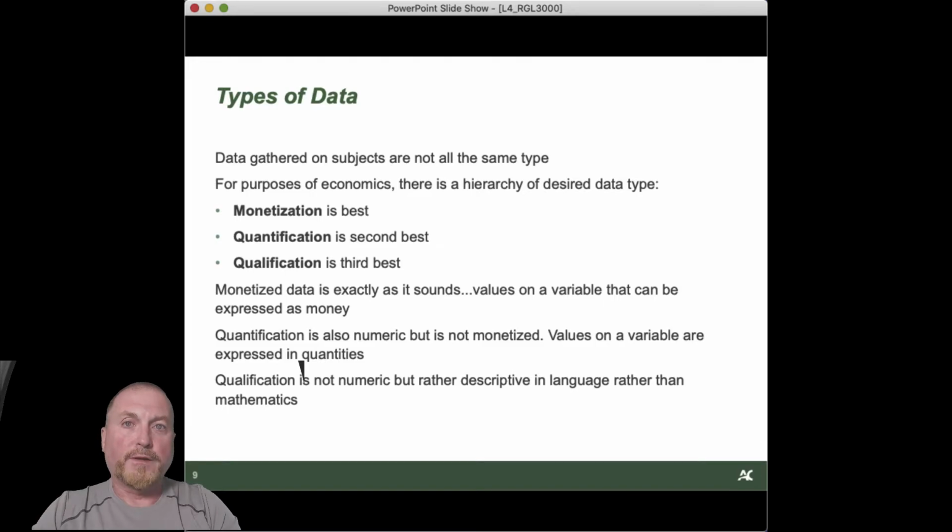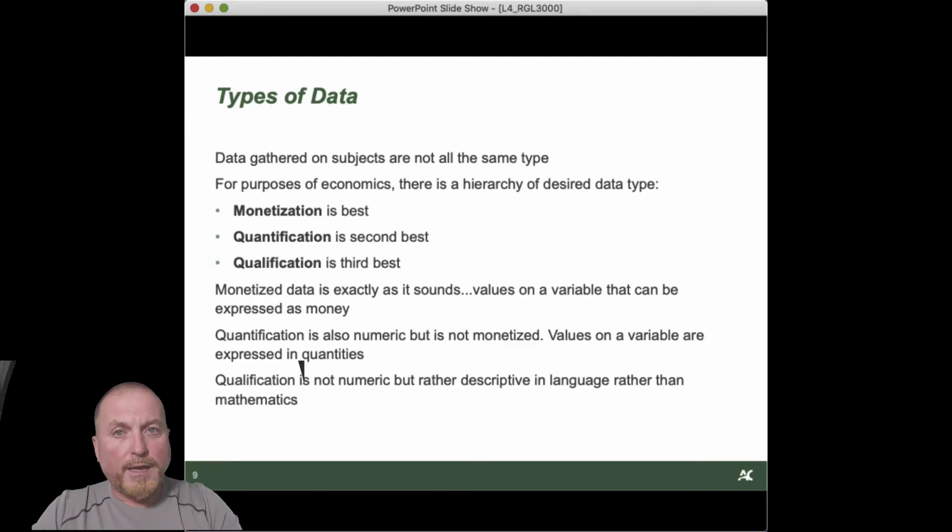It relies a lot on quantification. Monetization is essential for cost benefit analysis because we're comparing the value of costs and benefits, right? In cost effectiveness analysis, we're monetizing the cost but only quantifying the benefits.